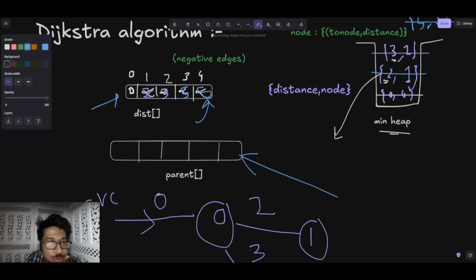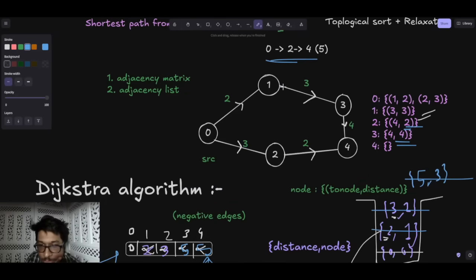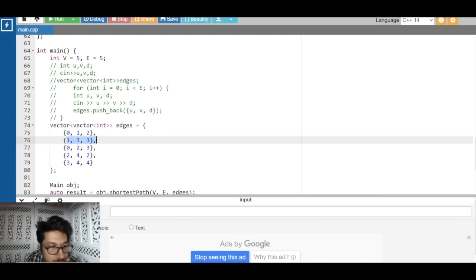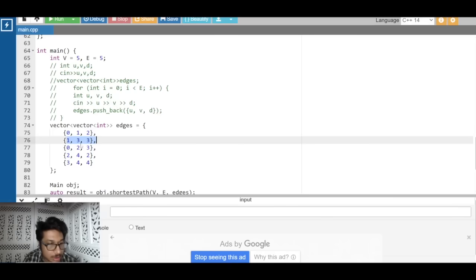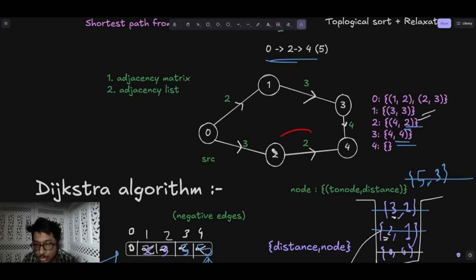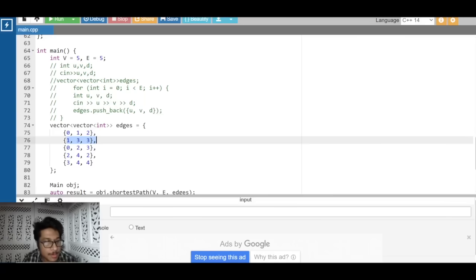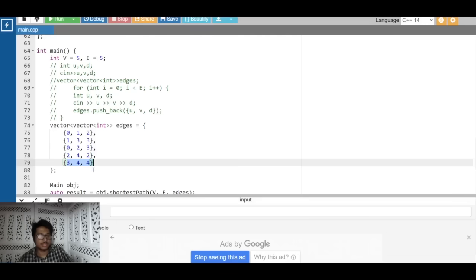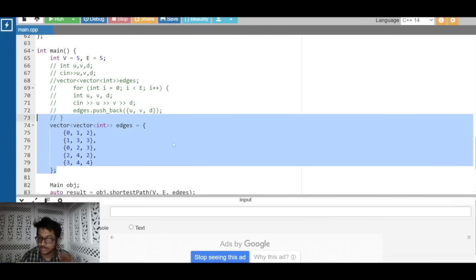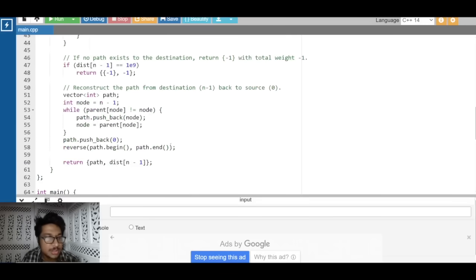So 0 to 1 is 2, 1 to 3 is 3. 0 to 2 is 3. 2 to 4 is 2, 3 to 4 is 4. So this is what the representation is, UVD. Now you simply call the Dijkstra algorithm.